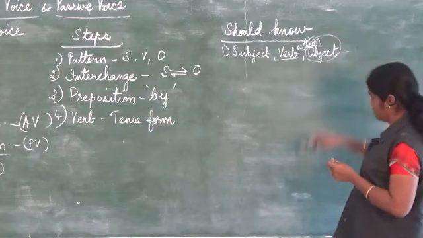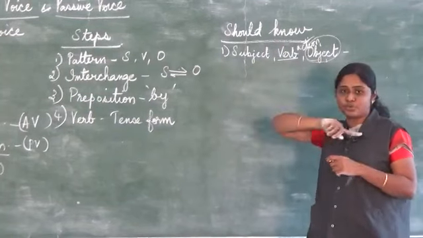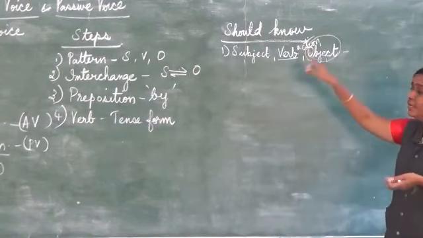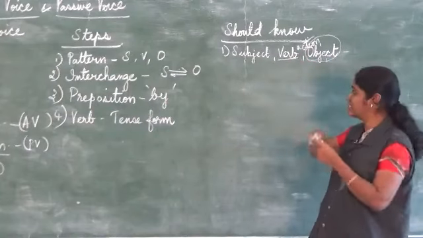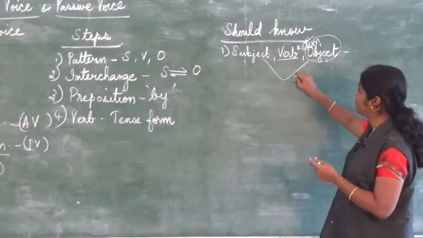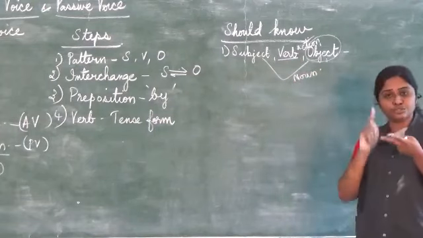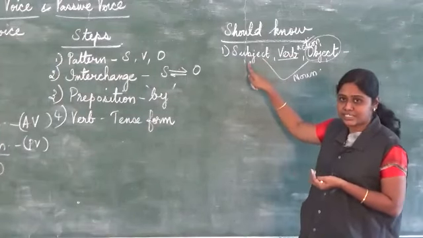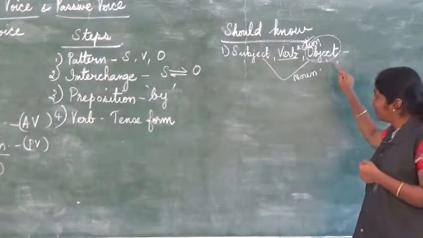Okay, so the first thing you should know before you change a sentence from active voice to passive voice is what a subject is, what a verb is, and what an object is. Subject and object are both nothing but nouns. In a given sentence you should have two nouns. If that noun is doing the action, you can name it as subject. If the noun is receiving the action, you can name that noun as object.